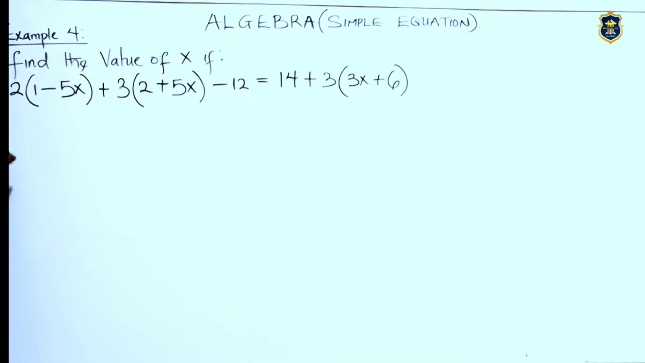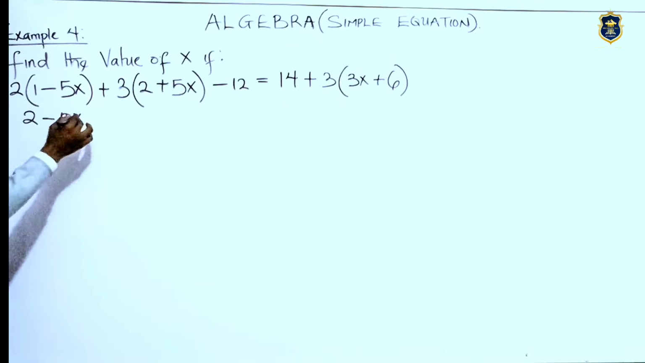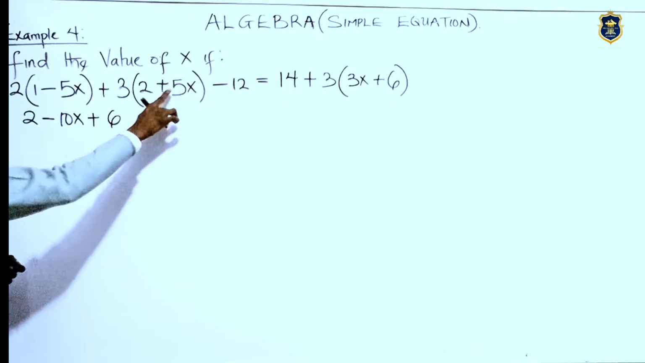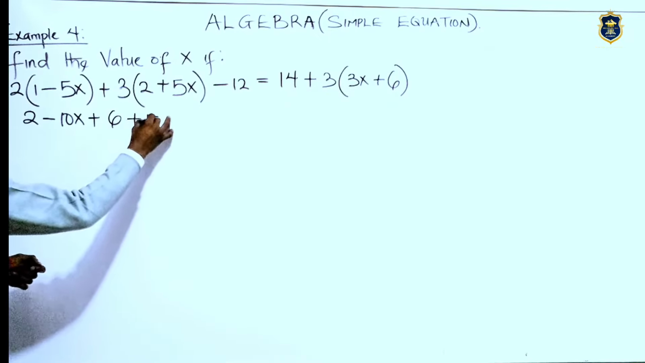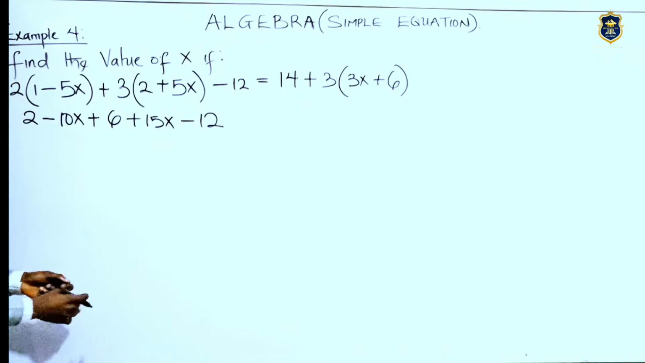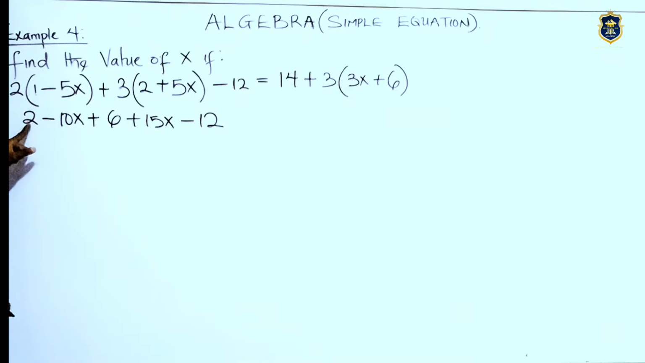So in doing this, it becomes 2 times 1, which is 2, minus 2 times 5, that's 10x. And then we have plus 3 times 2, 6, and then 3 times 5, that's plus 15x. And then there's nothing here, so we just have minus 12. See how easy it is now? Hope I'm not being too fast. I said 2 times 1 giving us 2.